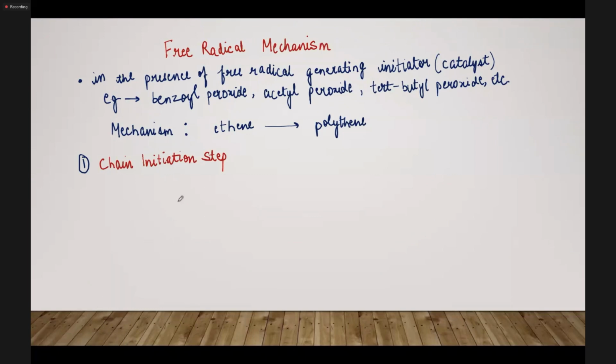So what is benzoyl peroxide? I'll write down the structure. It is C6H5, C double bond O. It has a symmetric structure. C6H5. This is benzoyl peroxide. Okay? So this is actually a catalyst, and it breaks down into C6H5. The double bond will remain as it is, and this is the free radical.